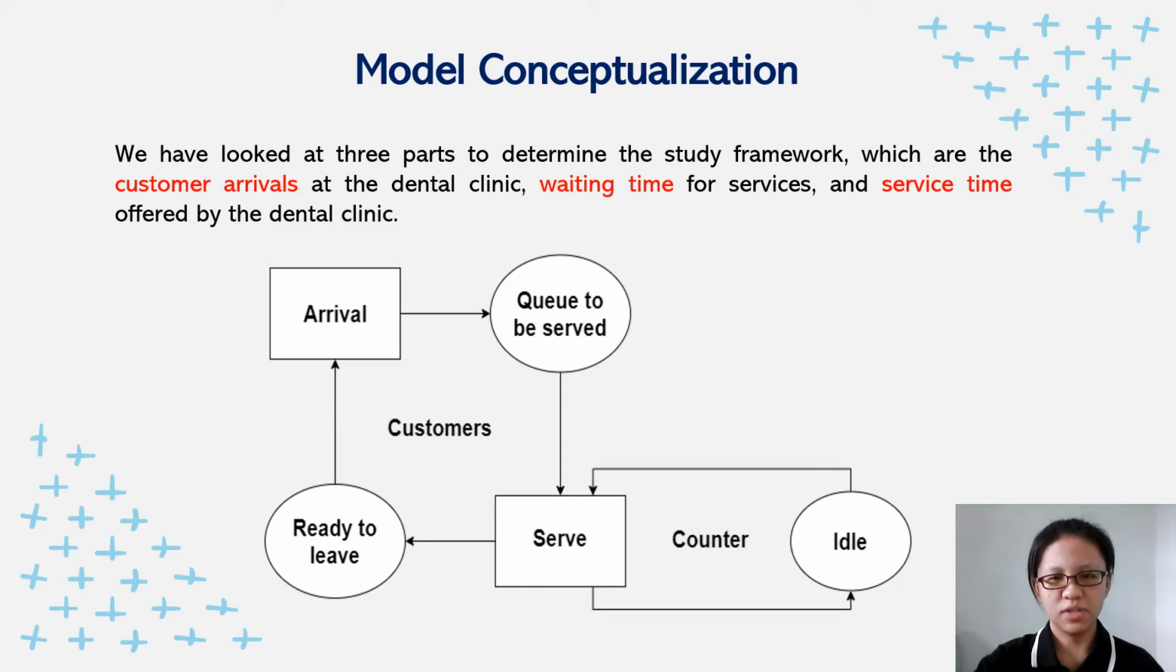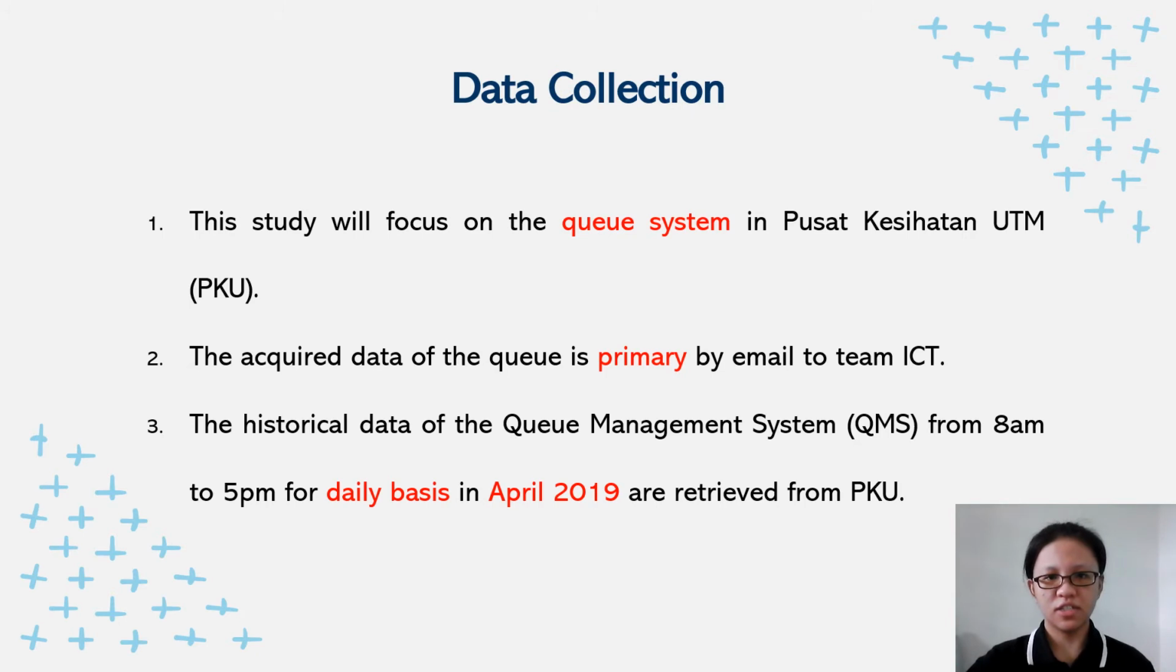For the model conceptualization, we have looked at 3 components to determine the study framework, which are customer arrivals, waiting time, and service time at the dental clinic. The activity cycle diagram with only 2 entities, which are customer and counter, is then designed as shown below. In this study, we will only focus on the queue system from the dental clinic at PKU, and the primary data on a daily basis in April 2019 is obtained by email to the ICT team.